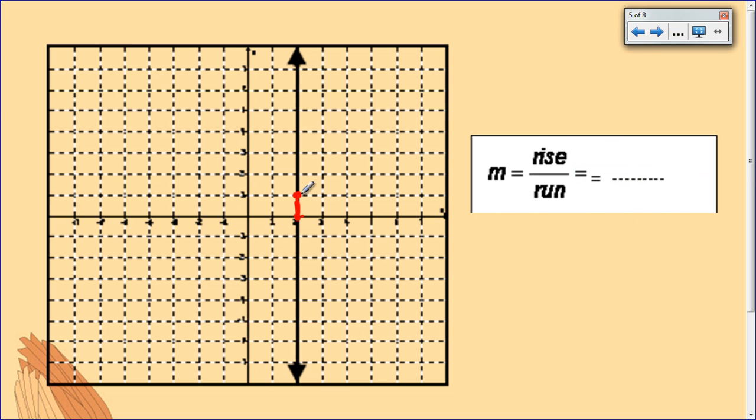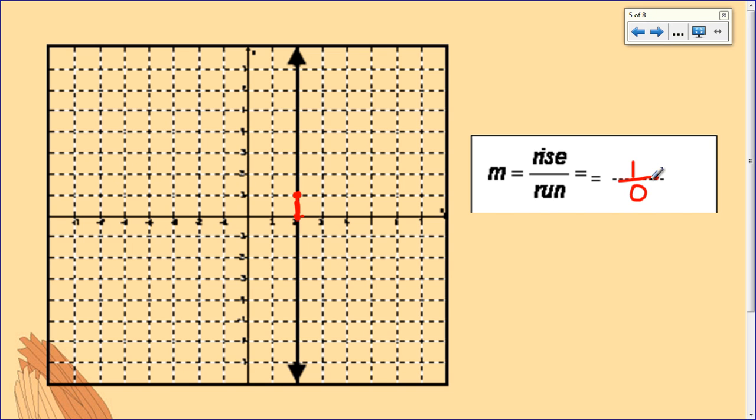My rise, and it wouldn't have mattered which two points I used. Your rise will be different no matter which two points you use, but my rise for the ones I chose happens to be a change of 1. You could say 1 or -1, either way, it's not going to matter. But there is a change of 1 from here to here. But there is no run. I didn't go left or right at all, which means run has to be 0. And so here's what happens.